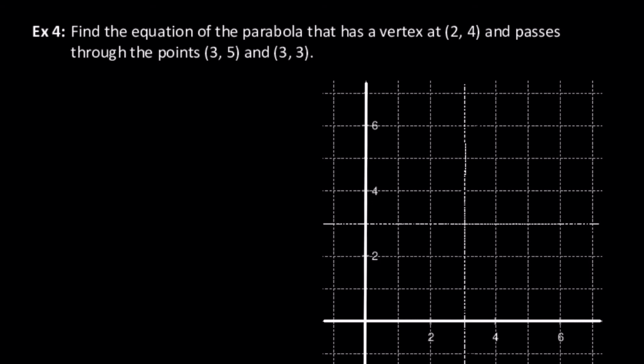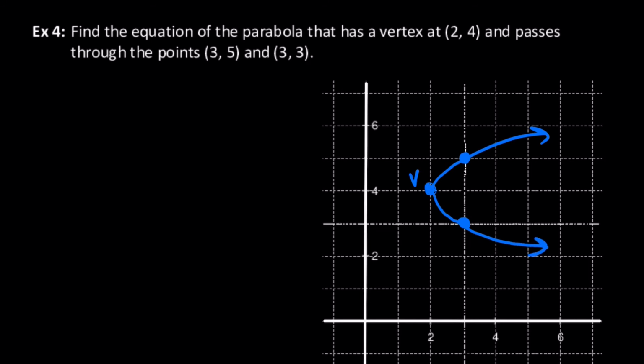Example 4 wants us to find the equation of a parabola that has a vertex at 2, 4. Let's plot that as the vertex. And passes through the points 3, 5. There's 3, 5 and 3, 3. So remember, that's your vertex. The only way to draw a parabola that goes through those 3 points is like this. Okay, so it's going to be a sideways parabola. Sketch that in so we get an idea.